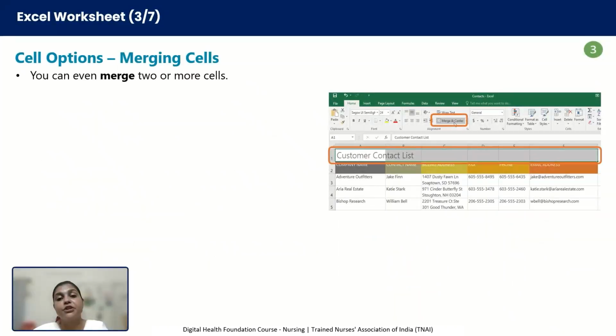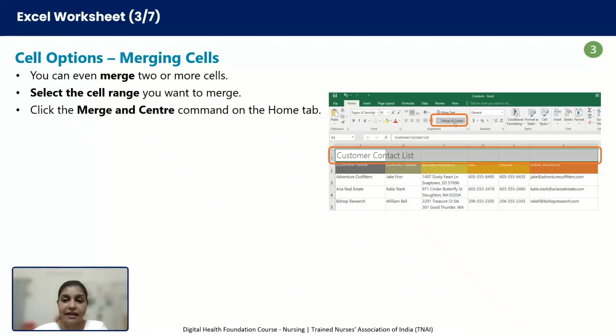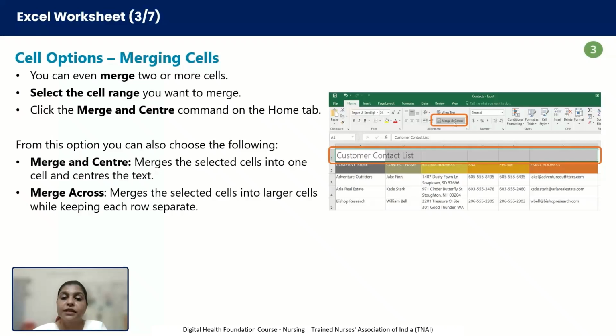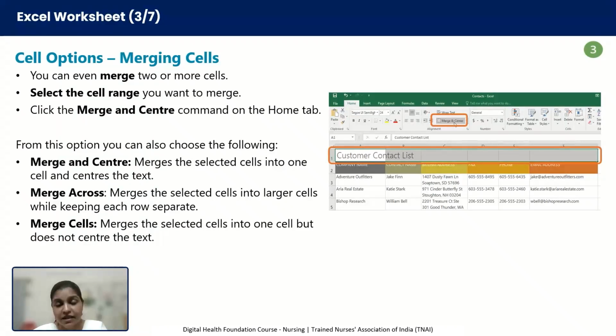Excel allows you to merge two or more cells for better formatting. Simply select the desired cell range and then click Merge and Center on the Home tab. You have four options: Merge and Center combines cells and centers the content. Merge Across merges rows individually. Merge Cells merges without centering. And then Unmerge Cells separates them again. This is especially helpful for headers or labels that span across columns.